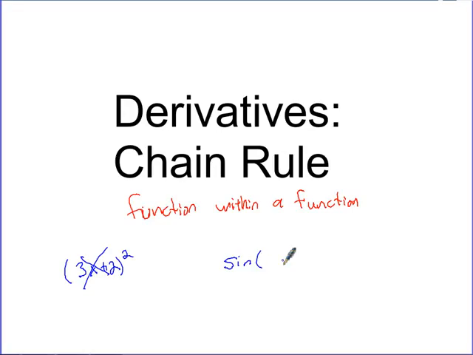Okay, what if I wrote something like this? Sine of x squared. So which one's inside, which one's outside? Sine of x is on the outside, and x squared is on the inside. Does everybody see that? You have to be able to see that there are 2 functions there.